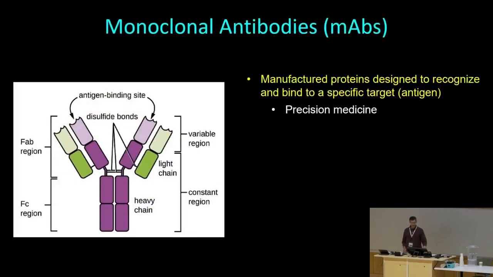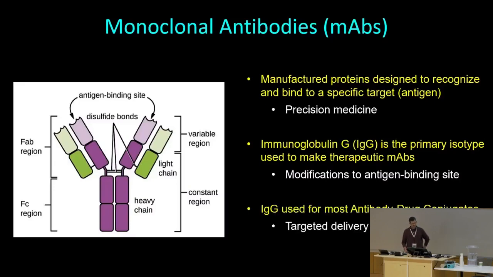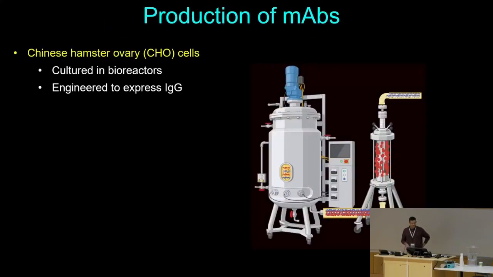So monoclonal antibodies are manufactured proteins designed to recognize and bind to specific targets or the antigen, enabling precision medicine. And immunoglobulin G is the primary isotype used to make therapeutic mAbs. They modify the antigen binding site, and they can customize it to target many different targets. And so IgG is used for most antibody drug conjugates, enabling the targeted delivery of cytotoxic payloads to cancer cells, for example.